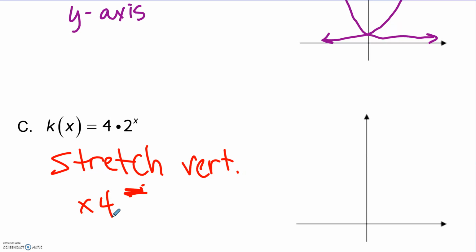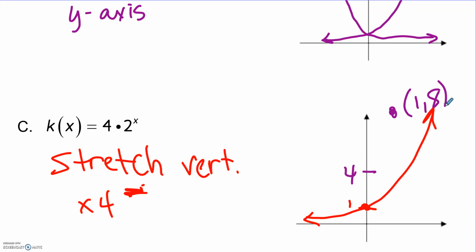Okay, so your original graph went through the point here, your basic point 0, 1. Now that y value is going to be multiplied by 4, so it's now going to go through up here at 0, 4. Instead of going through the point 1, 2, we are looking at the point 1, 8. And this graph is a little bit sloppy, I apologize, but you get the idea. So you're just stretching vertically by a factor of 4.